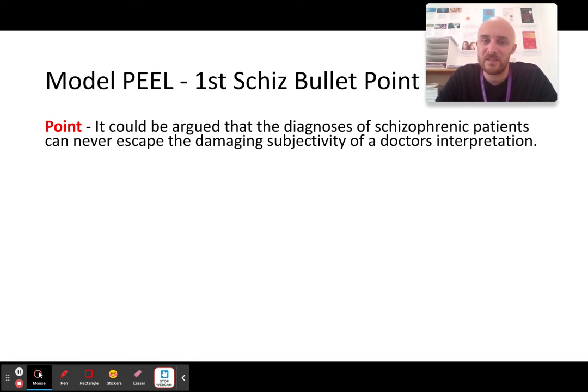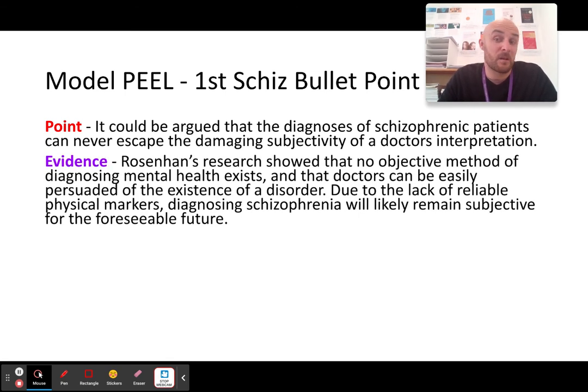Again, I need to evidence this. How can I evidence this? It could be argued that the diagnosis of schizophrenic patients can never escape the damaging subjectivity of a doctor's interpretation. So basically what I'm saying is there is no objective, factual, indisputable way to diagnose schizophrenia. It always has to come down to a doctor going, oh, I think this, based on my experiences and my training. So the evidence in this case, I'm going to bring in Rosenhan.